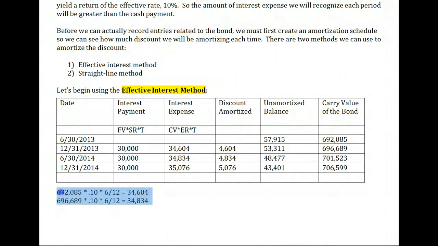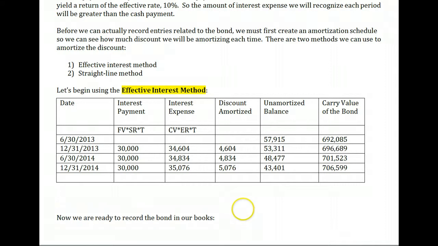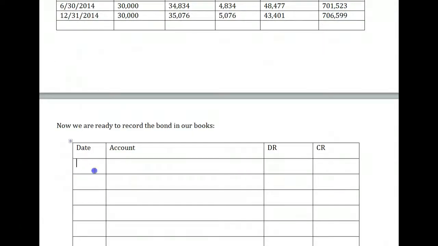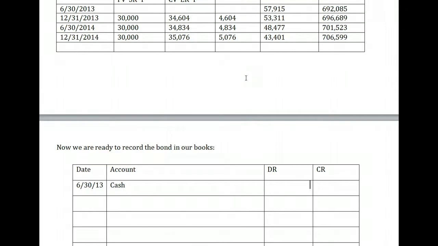Alright, so now that we've actually amortized, we are ready to actually record the journal entry. So let's look at how we would record the journal entry for this bond. Well, the bond was issued on June 30th, 2013. When we issue a bond, we receive cash equal to the actual issue price, which was $692,085. That's the amount of cash we received.